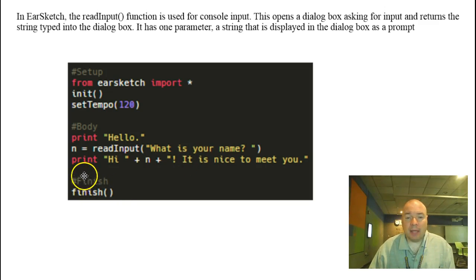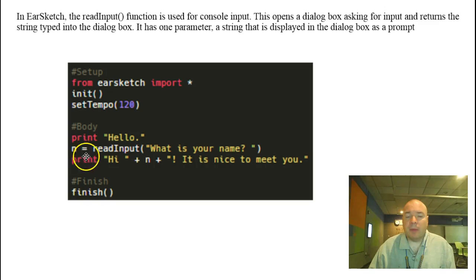Once they've completed that, then we're going to print out to the console, hi. The plus sign in this case is concatenation. Plus sign is overloaded, as we talked about before: if we're putting two strings together, it concatenates them, puts them together. And it's going to also concatenate exclamation mark, it's nice to meet you.